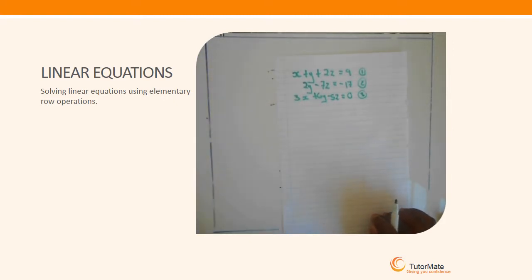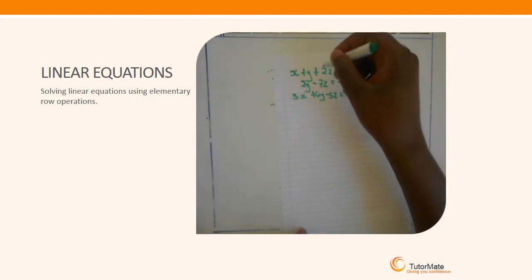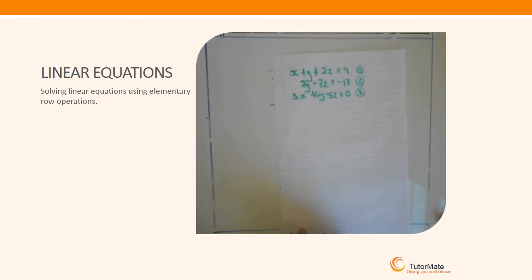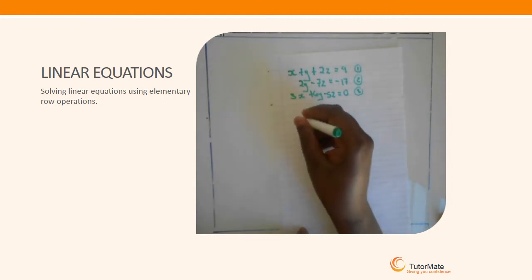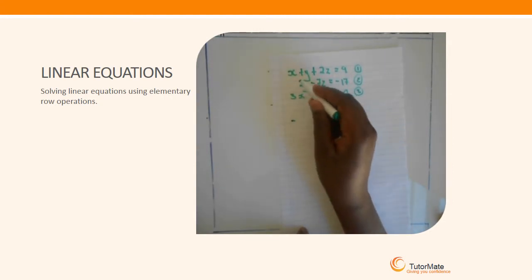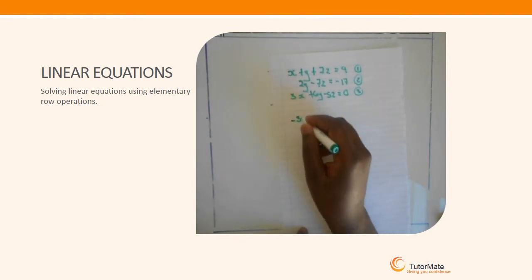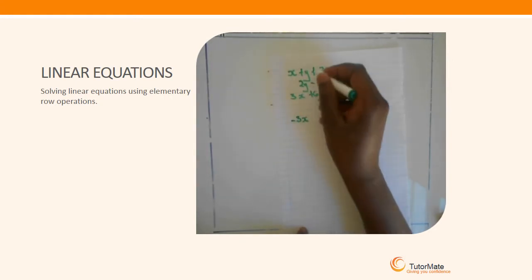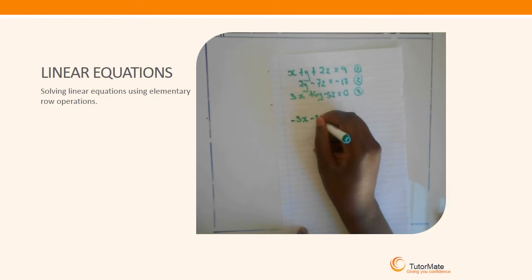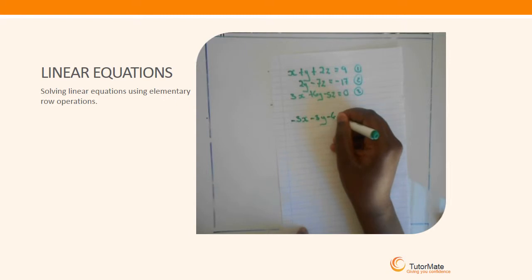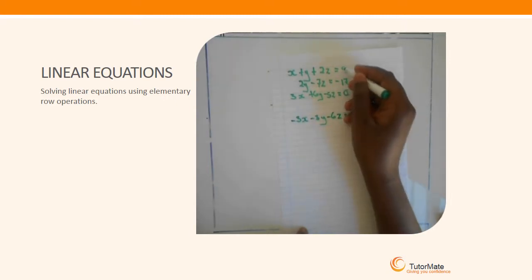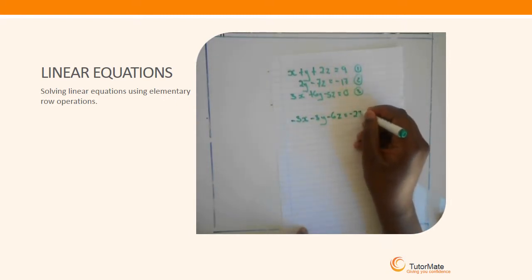We want to eliminate 3x. So the constant that we have to multiply the first equation by, so that if we add the third equation to the first equation we eliminate x, is minus 3. So minus 3 times x equals minus 3x, minus 3 times y equals minus 3y, minus 3 times 2z is equals to minus 6z, minus 3 times 9 is equals to minus 27.